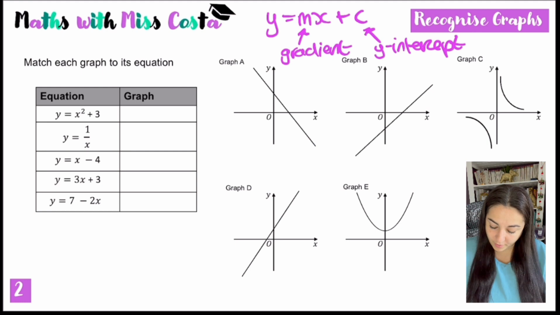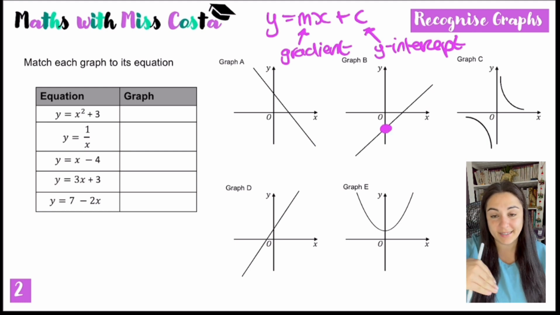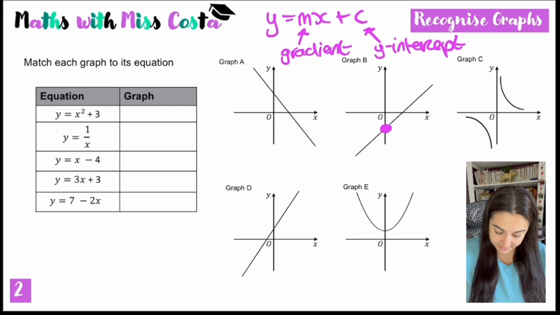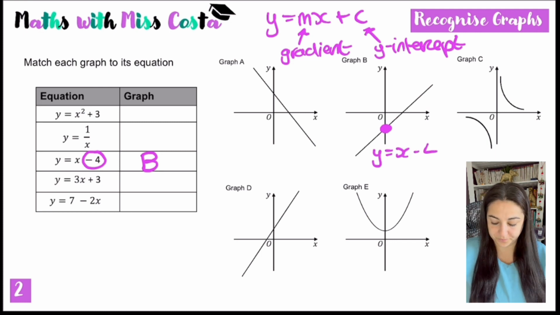Now, I know graph B has a negative y-intercept because it crosses the y-axis below 0. So I know that y-intercept is going to need to be a negative, and the only one that has a negative y-intercept is y equals x take 4. So graph B must be y equals x take 4.